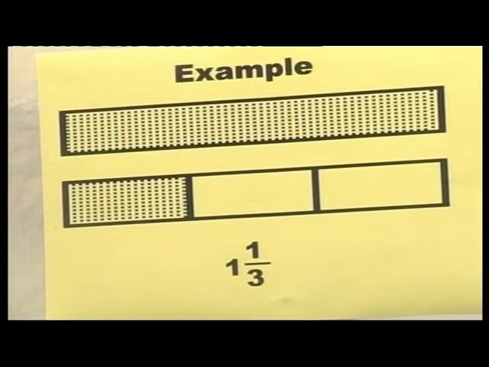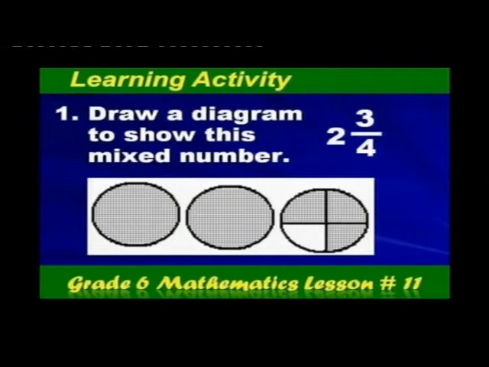Okay, we have a learning activity which I have also prepared that we will look at as an example also. When you are asked to draw a diagram to show this mixed number 2 3/4, it can be in a block form or it can be in a pie diagram. The circles like this are called pie. It's round, so the proper name would be pie.